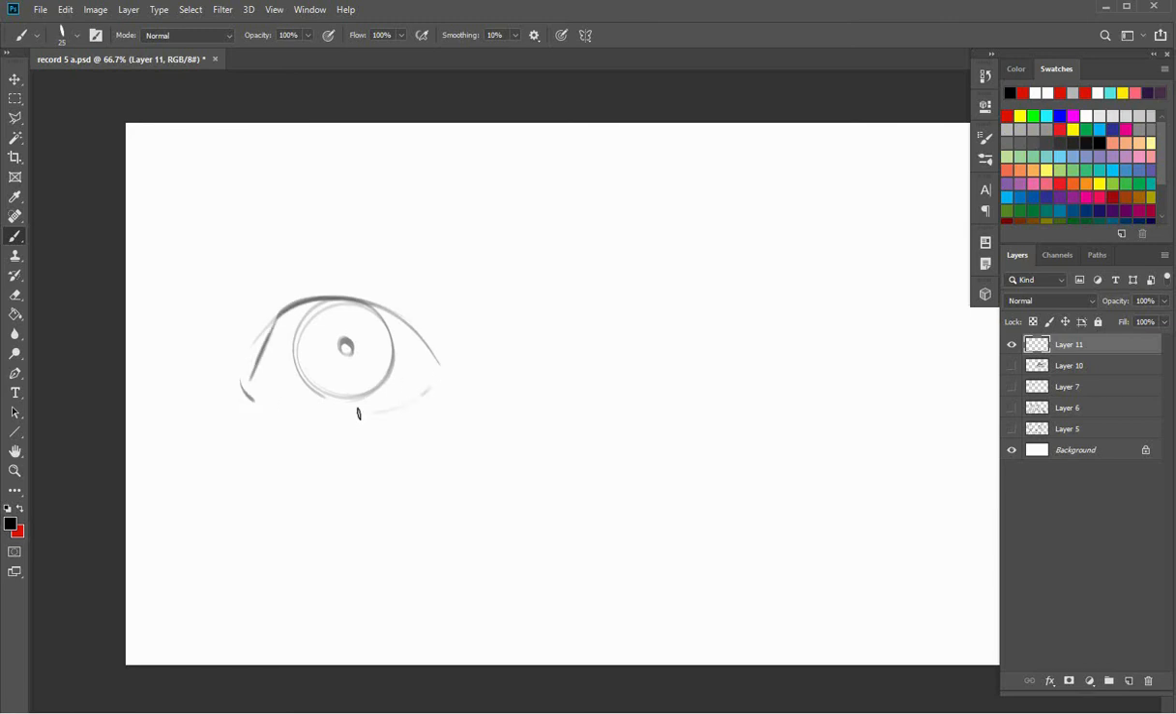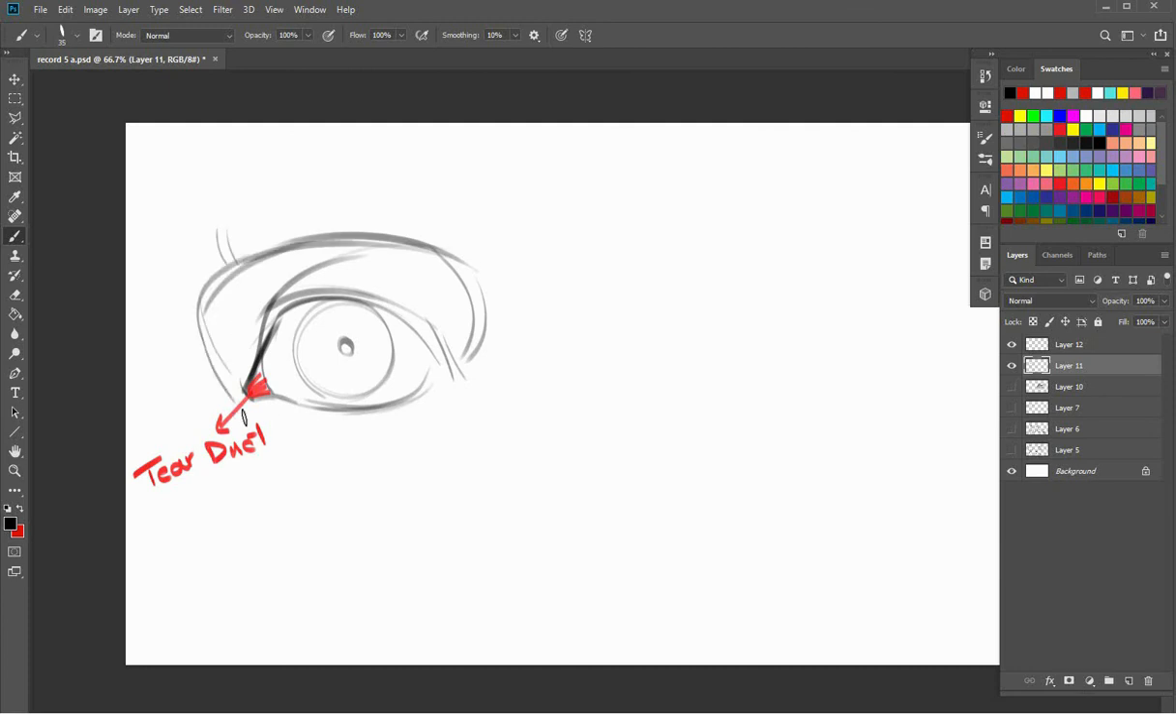A few other important points. First, the tear duct, a very small part of the eye, the shape of which is different in different eyes. For example, it can be elongated or round, which gives character to the eye.